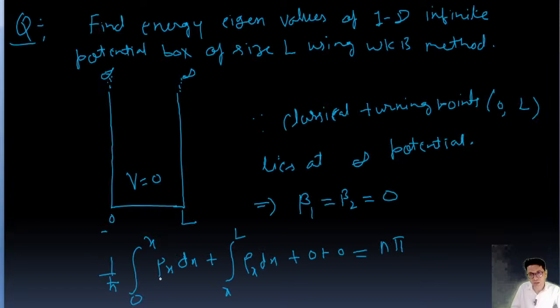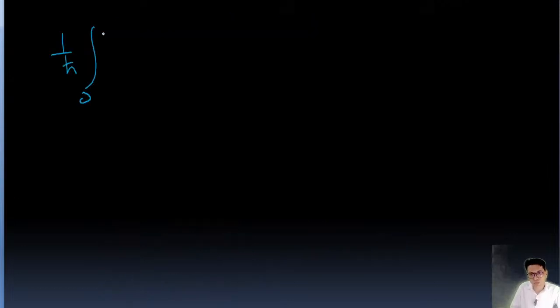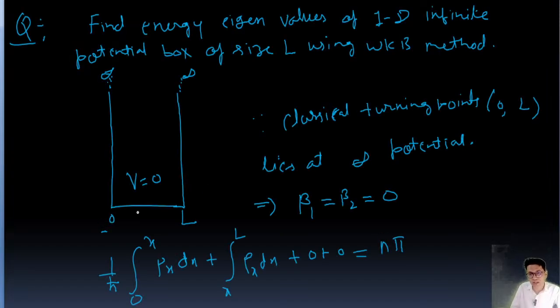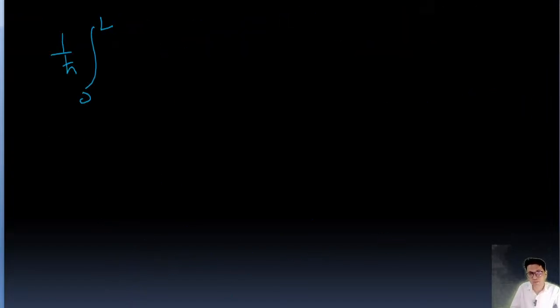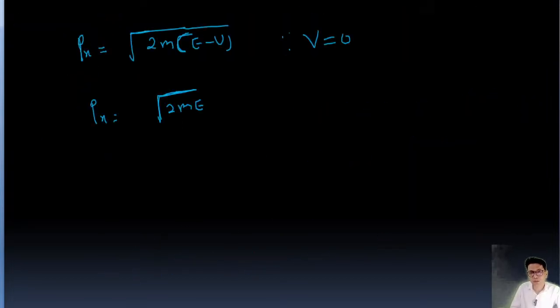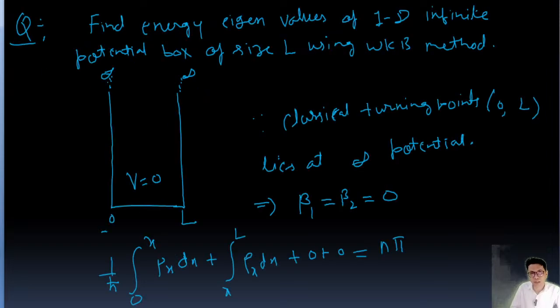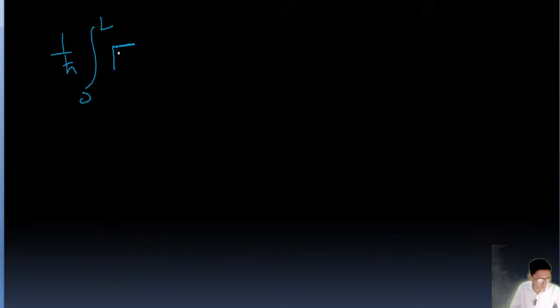So now we'll put the value in this equation. With this equation we can write 1 upon h cut, this integration 0 to x and 0 to L, right? So we can combine and write integration 0 to L of p dx, Px dx, and the Px value is this one. So root 2me dx equal to n pi.